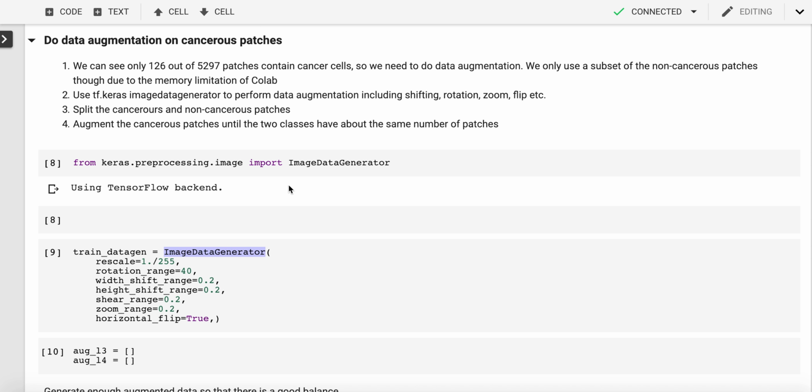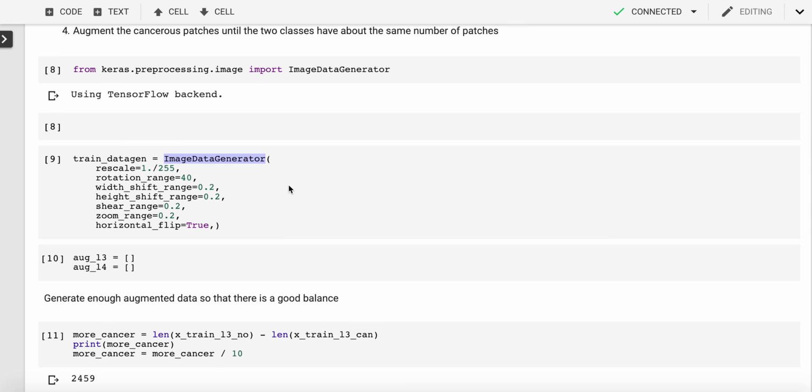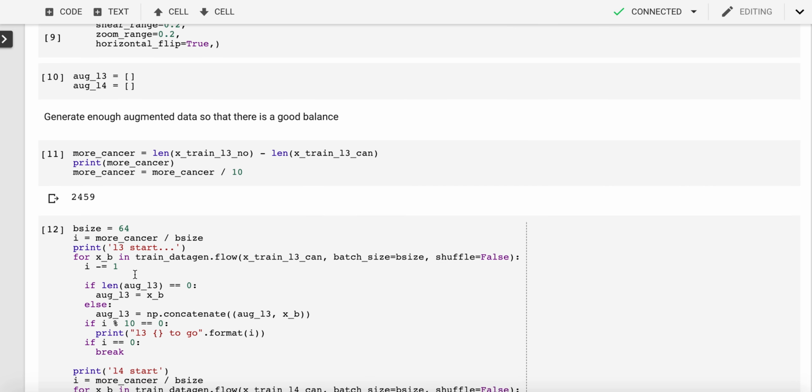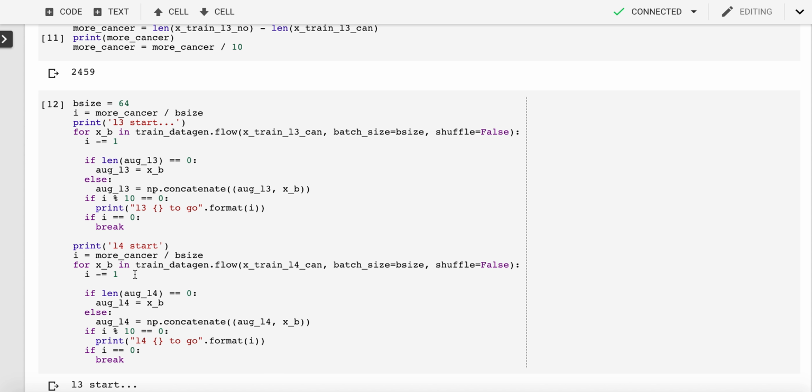So we use the image data generator. We apply some rescale, rotation, shift, and zooming. Here we decide to only use a very small subset of all the patches that we have. This is to perform the actual data augmentation. To control the number of augmented data that we can generate, I did this in a manual way, so that we can control the number of augmented data we have.